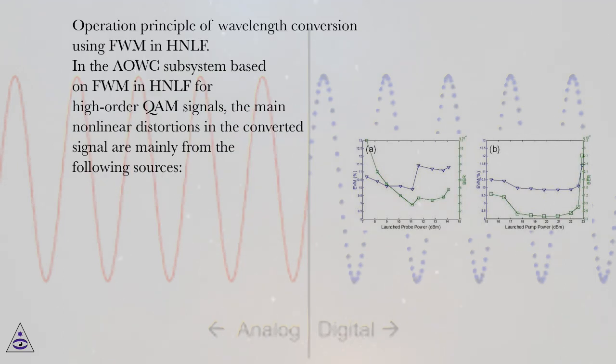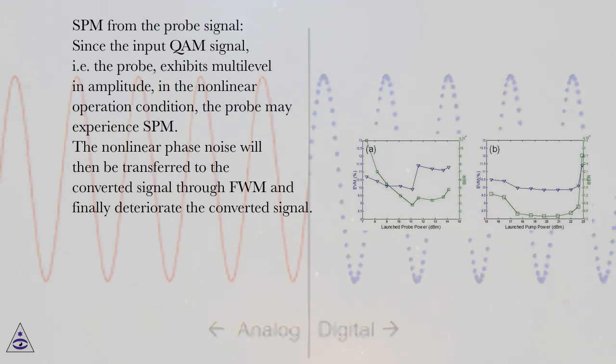Operation principle of wavelength conversion using FWM in HNLF. In the AWOC subsystem based on FWM in HNLF for high-order QAM signals, the nonlinear distortions in the converted signal are mainly from the following sources. SPM from the probe signal, since the input QAM signal, i.e. the probe, exhibits multilevel in amplitude. In the nonlinear operation condition, the probe may experience SPM. The nonlinear phase noise will then be transferred to the converted signal through FWM and finally deteriorate the converted signal.